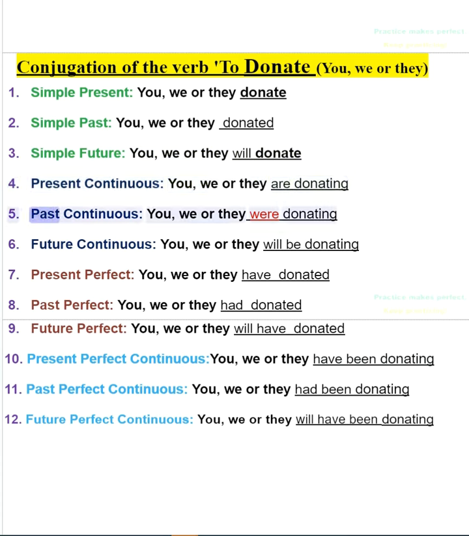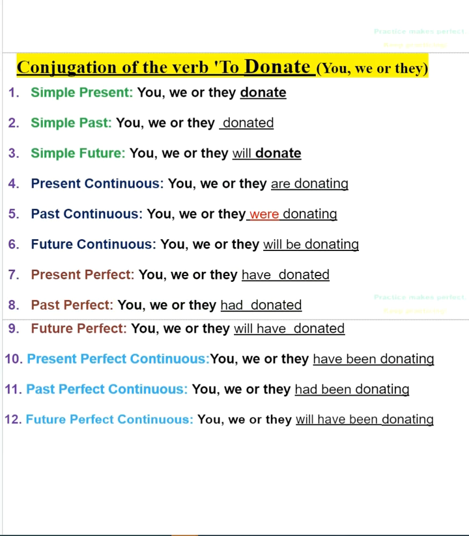5. Past continuous, you, we or they were donating. 6. Future continuous, you, we or they will be donating. 7. Present perfect, you, we or they have donated. 8. Past perfect, you, we or they had donated.